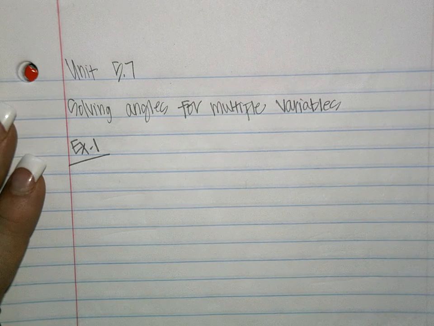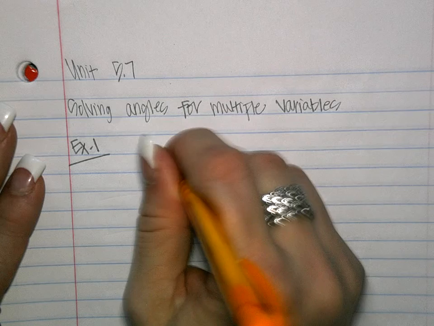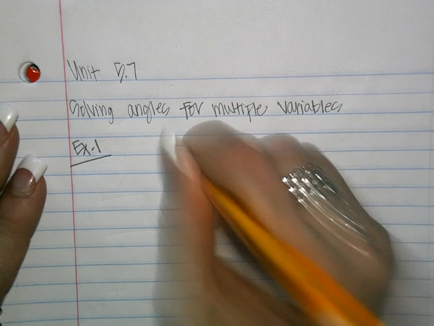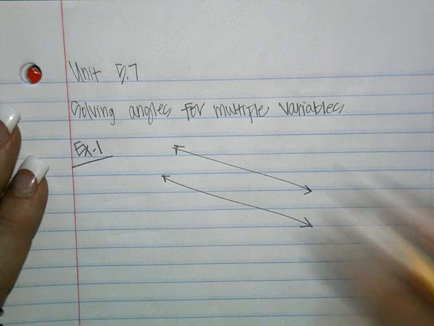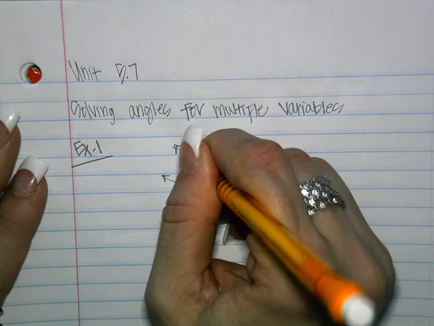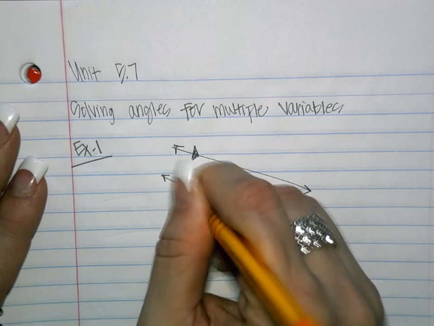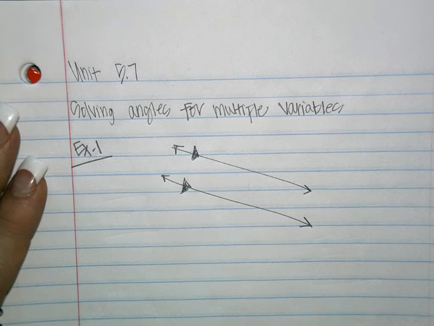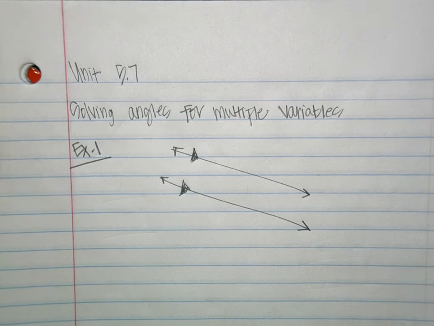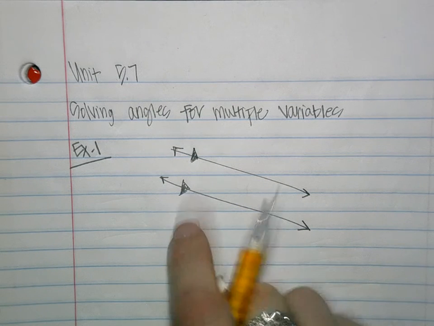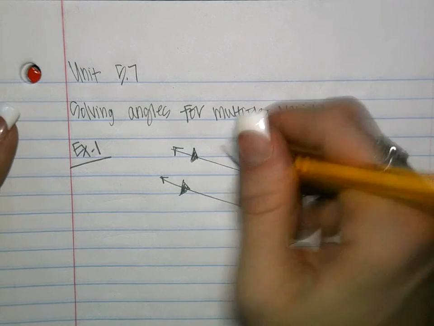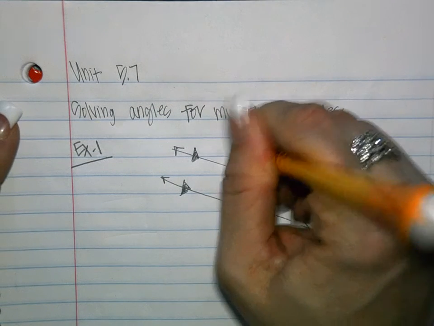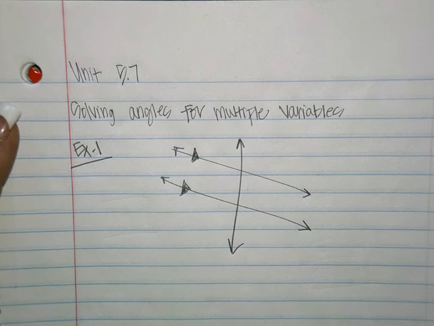Okay, so the first one I want to start with is if I have two parallel lines. And we know that they are parallel lines because they have these little triangles on them. They have the same triangle on them. That tells you that they're parallel. On most of your worksheets, you should have these. If they don't, you can always ask me. And then you have one transversal that goes through them.